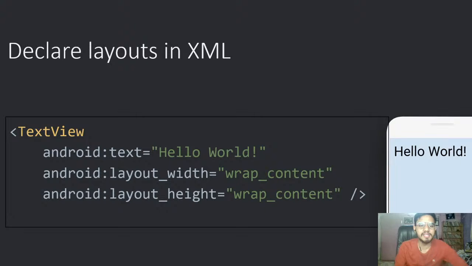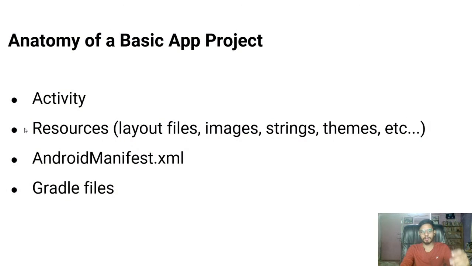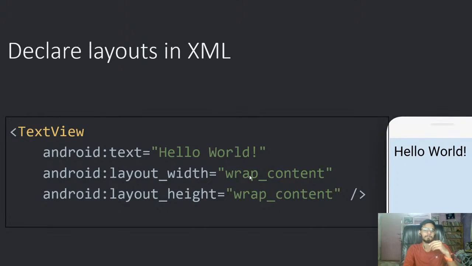So this is the basic layout of how you will declare layouts in XML. Suppose it's a text view, then you write it like this, text view, and then this is the basic command. I will show you properly too, but this is how you write a layout in XML. So to display an application like hello world, you create a text view like this and write android text hello world, then layout width is wrap content, layout height is wrap content.